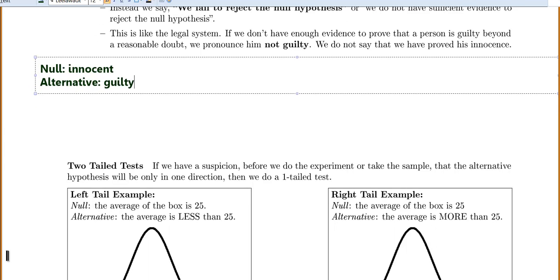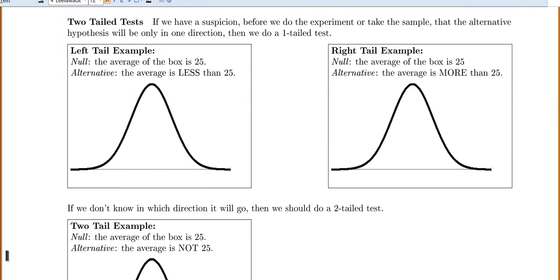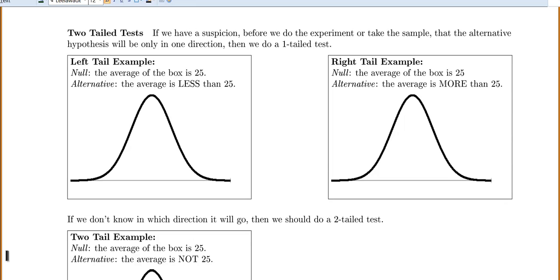Now let's talk briefly about a two-tailed versus one-tailed test. So if we have a suspicion before we do the experiment or take a sample that the alternative hypothesis will only be in one direction, we do a one-tailed test. So this is an example, like if the average of the box is 25, the alternative could be, say, that the average of the box is less than 25. So if we're interested in the average being less than 25, we're going to find our z-value and shade to the left because it's a less than, so we shade to the left. And this is what we've been doing so far.